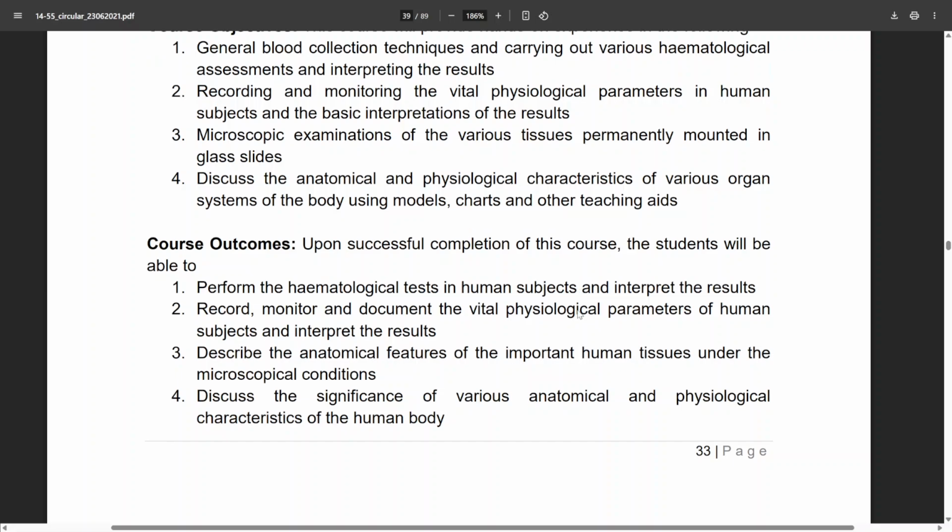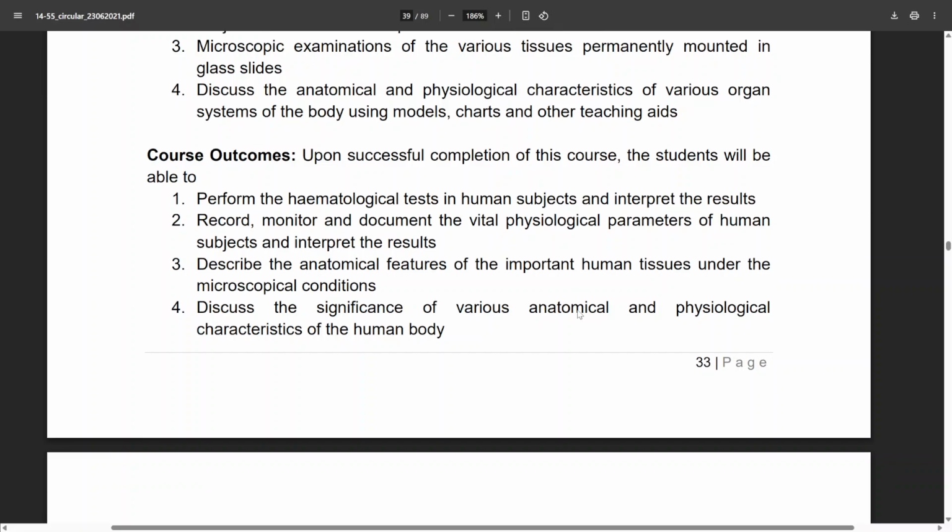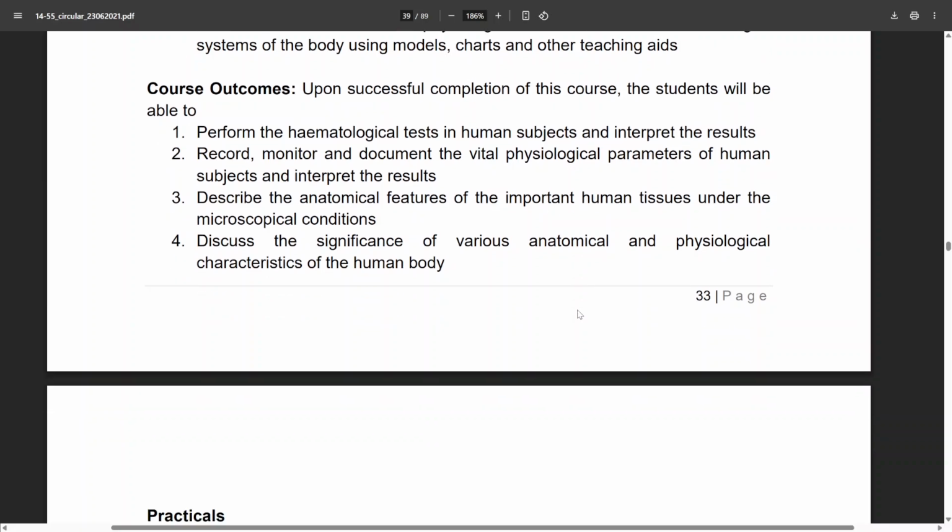Course outcomes. Upon successful completion of this course, the student will be able to: 1. Perform the hematological test in human subjects and interpret the results. 2. Record, monitor and document the vital physiological parameters of human subjects and interpret the result. 3. Describe the anatomical features of the important human tissues under microscopical conditions. 4. Discuss the significance of various anatomical and physiological characteristics of the human body.